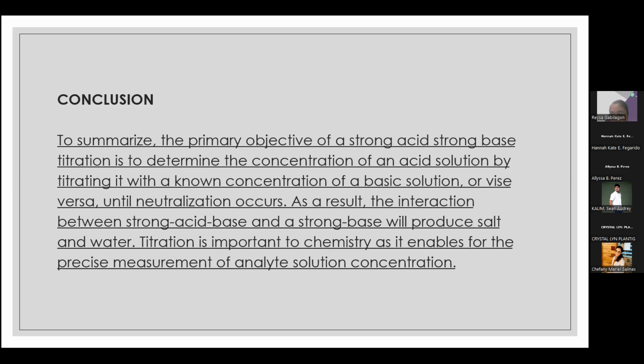For our conclusion, to summarize, the primary objective of a strong acid-strong base titration is to determine the concentration of an acid solution by titrating it with a known concentration of a basic solution, or vice versa, until neutralization occurs. As a result, the interaction between strong acid and strong base will produce salt and water. Titration is important to chemistry as it enables the precise measurement of analyte solution concentration.